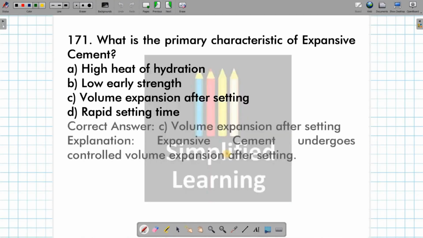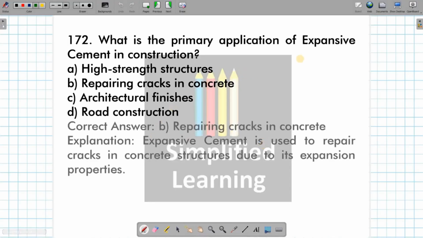And what are the primary characteristics of expansive cement? Volume expansion after setting. Okay, it is the primary characteristic of expansive cement. It undergoes controlled volume expansion once it sets. Then what is the primary application of expansive cement? Repairing cracks in concrete. Obviously, when this expansive cement goes inside the crack, it is going to expand so that it will be filling it out properly.